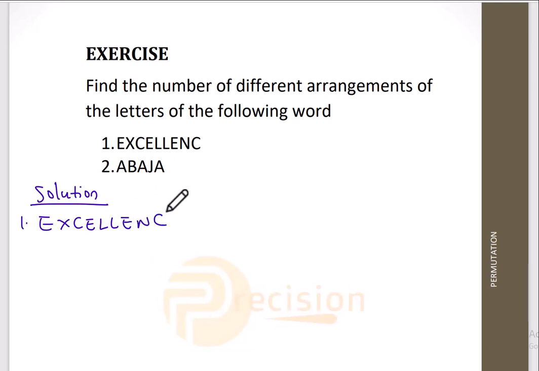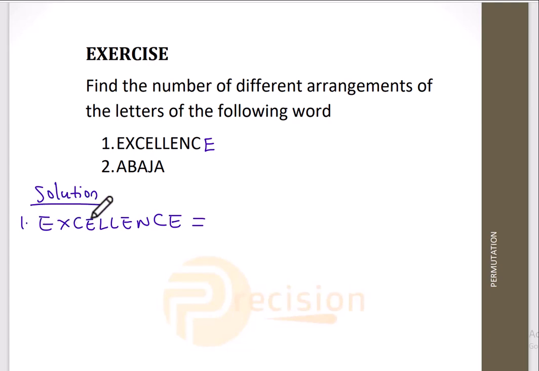L-E-L-E-N-C. Okay, I think this should have an E. This is "excellence." Yeah, I think this is what it should be. This is a typographical error or challenge, so that shouldn't be a challenge for you. I know you understand. So from here, you count the number of letters you have here.